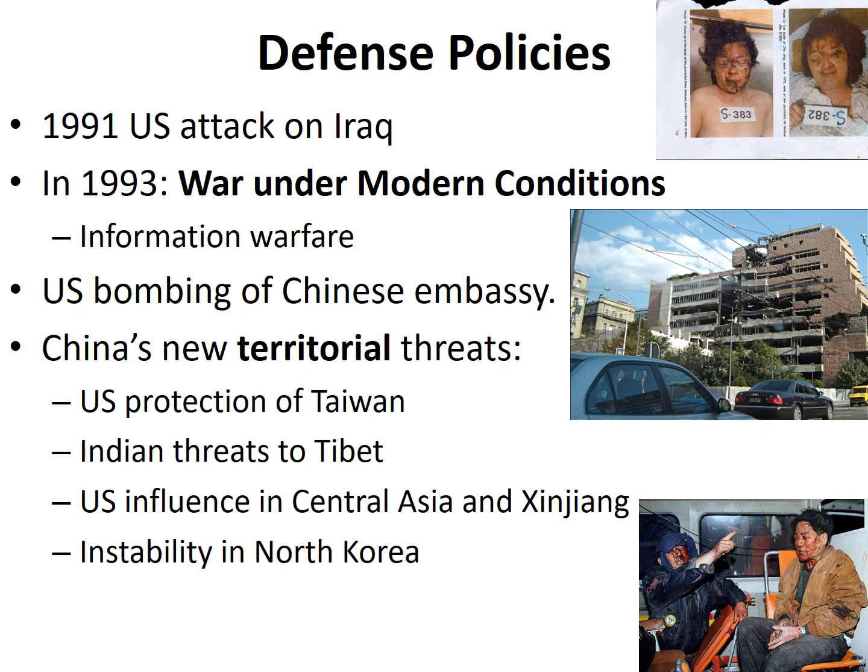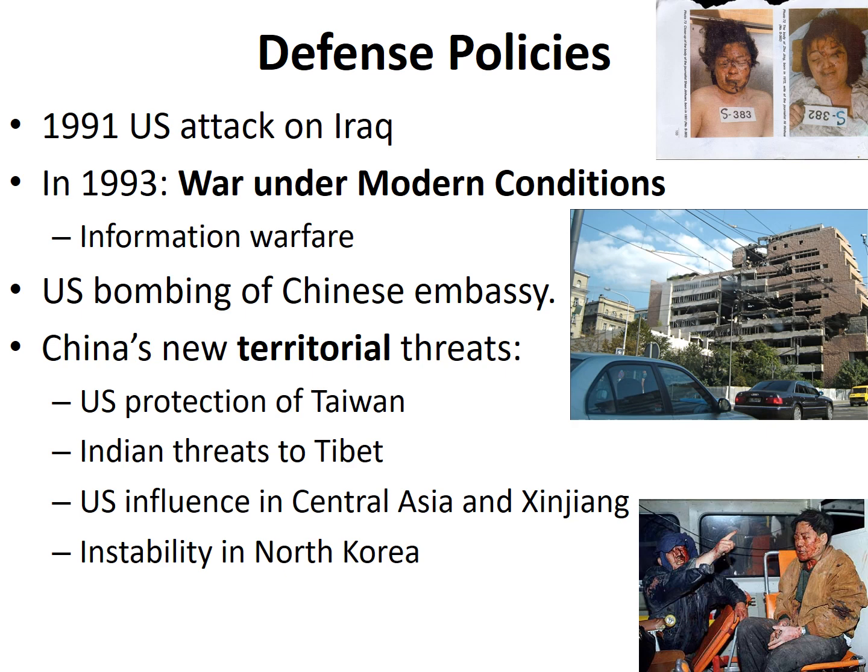So China's new territorial threats are viewed as U.S. attempts to impede a Chinese move against Taiwan, Indian threats to Tibet, which China uses as a buffer against Indian influence, U.S. influence in Central Asia, or Russian influence that may undermine Chinese control of Xinjiang, and instability in North Korea that could bring the U.S. to China's border if ever it unites with South Korea.